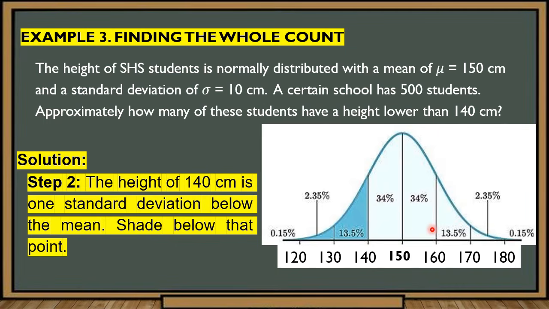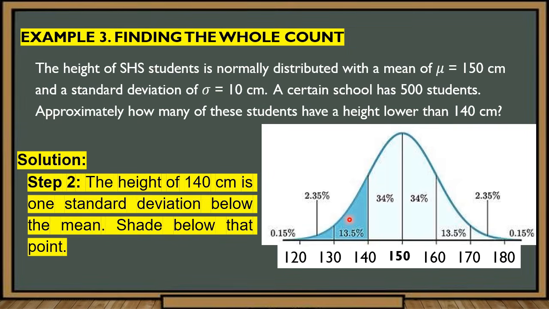Bakit hindi pwede dito? Kasi yung mga values natin na nandito are already higher or greater than 140. So, hindi pwede na dito tayo mag-shade. So, dito tayo sa kaliwa kasi dito natin makikita yung mga values na lower or mababa sa 140 centimeters, since we are interested in the students with a height lower than 140 centimeters.